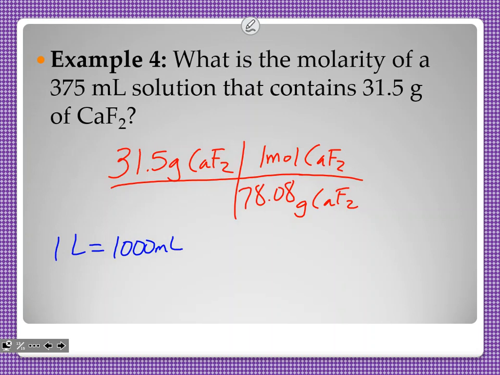1,000 milliliters equals 1 liter. So really, what do I do with my 375? I divide it by 1,000, right? But essentially, when I divide it by 1,000, that's moving it 1, 2, 3 to the left. Change that to liters, like so. 3 decimals to the left.